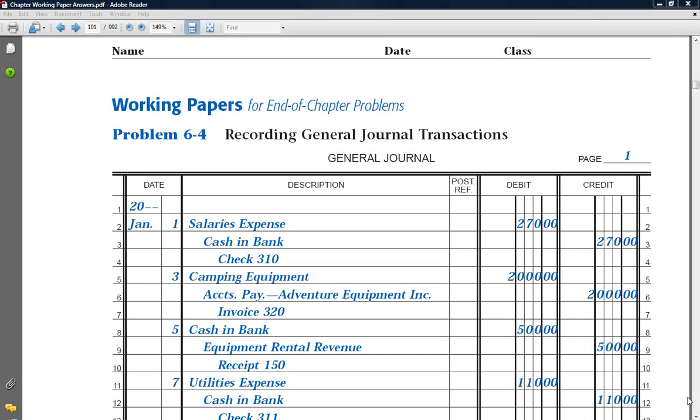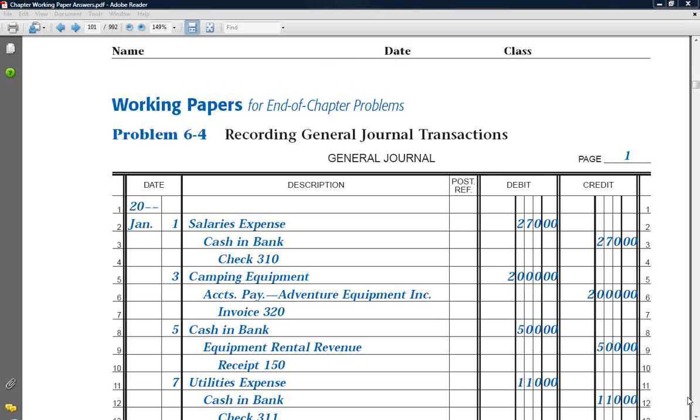Alright, problem 6.4, we want to be able to record the transactions in the general journal. In our first transaction, we paid salaries, so the debit is to the expense, salary expense, and the credit to cash in bank. Source document is check 310. We wrote a check, so we know we credit cash in bank, and that was for salaries expense, the debit.